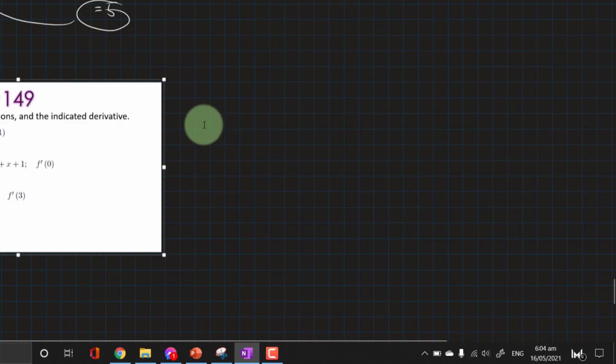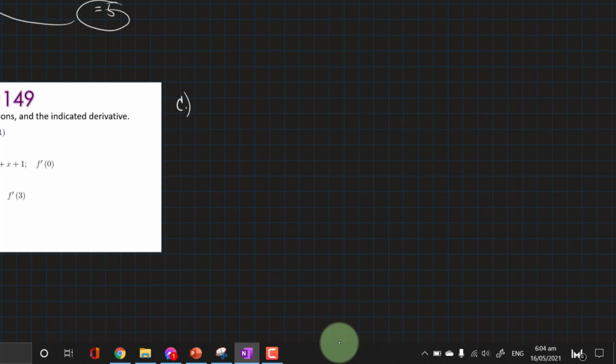Okay, letter C. So, letter C is f of x. Ito, mahaba tong computation na to. X to the fifth minus x to the fourth plus x cubed minus x squared plus x plus 1. And we are going to find f prime of 0.